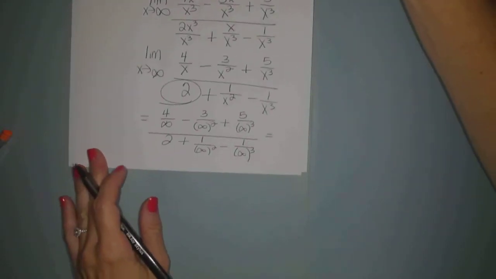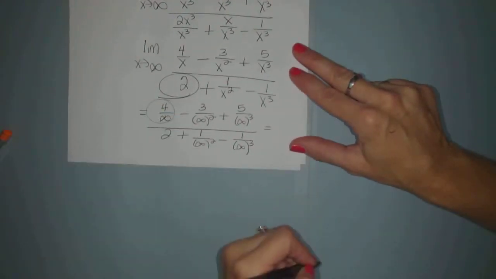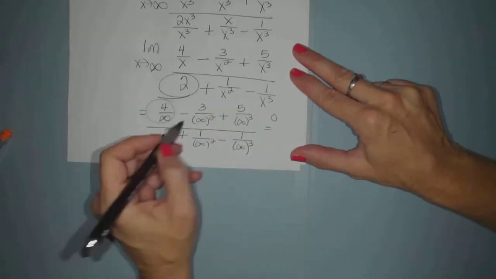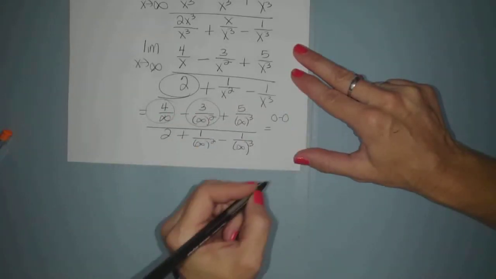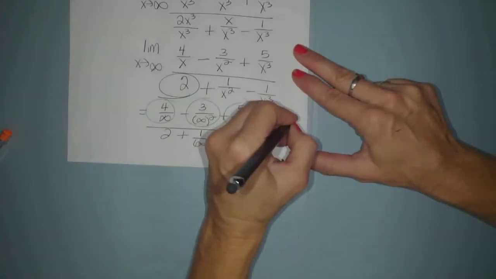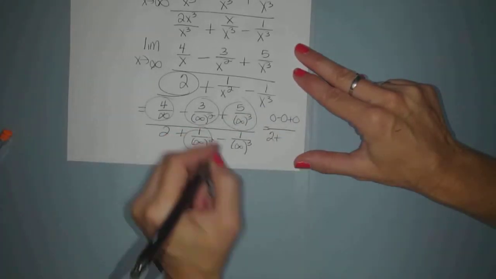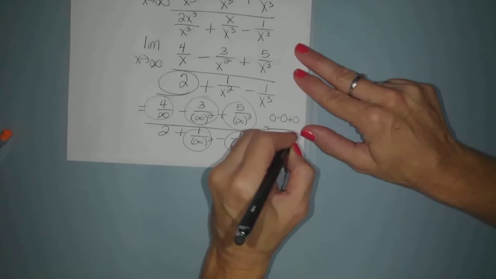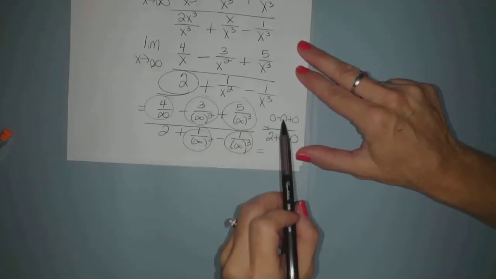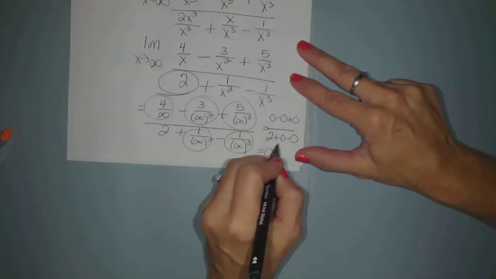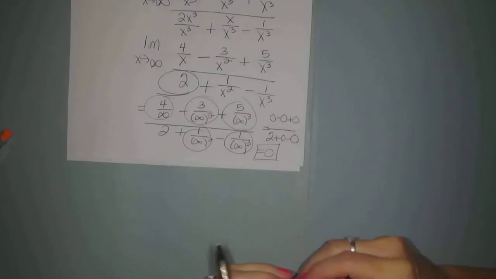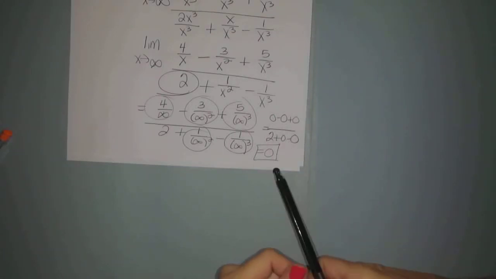So this guy's going to go to 0. This guy's going to go to 0. And this guy's going to go to 0. All over 2 plus 0 minus 0. And 0 divided by 2 is 0. So the final answer to this problem for this limit is 0.